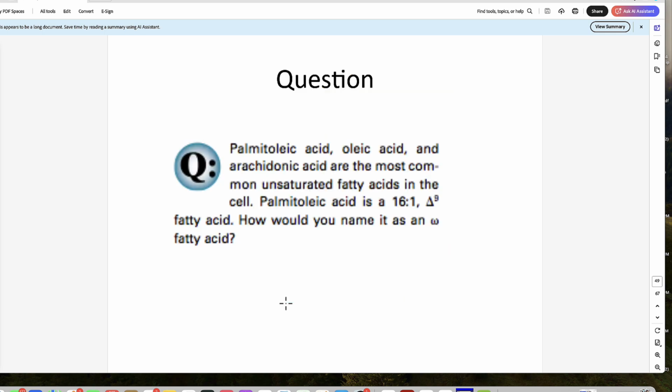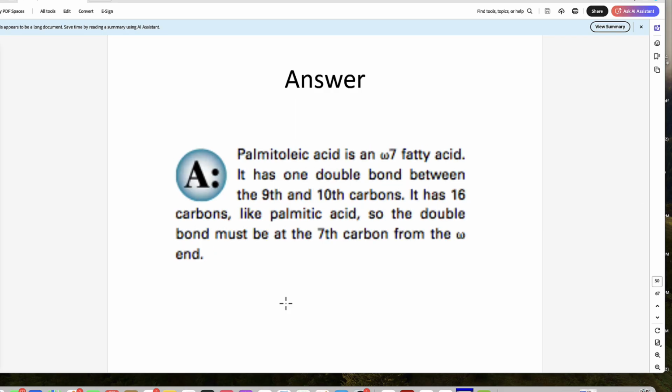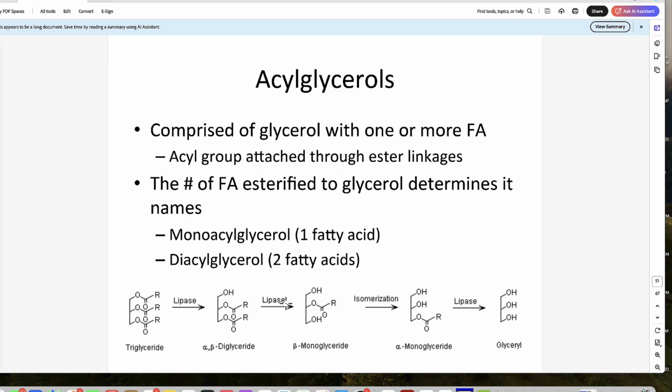So back to this question with palmitoleic acid, if you count it, it is an omega 7 fatty acid because it is 7 places from where the first double bond appears from the last carbon, or the omega carbon. I hope that helps you with the classification of the omega fatty acids and the nomenclature of how you classify the carbons along with delta.